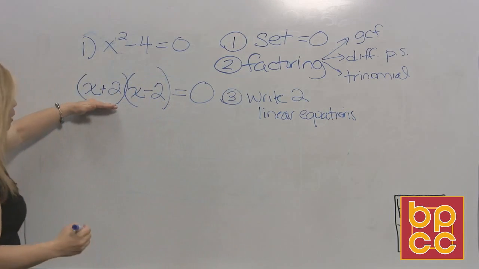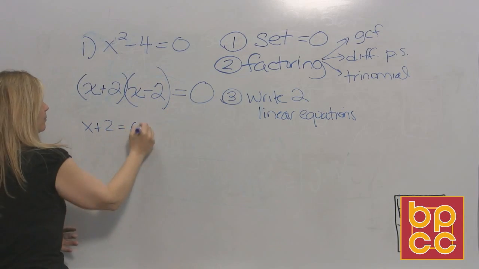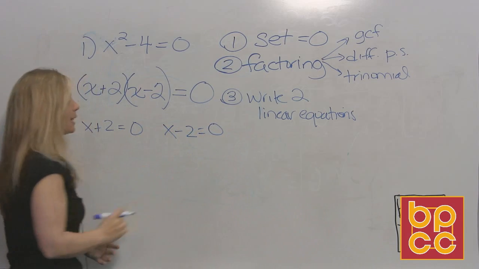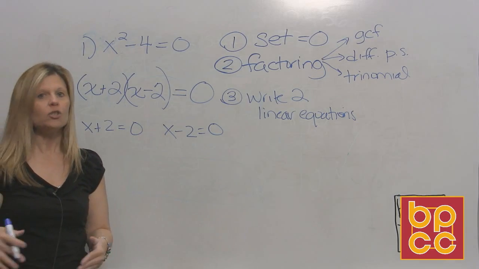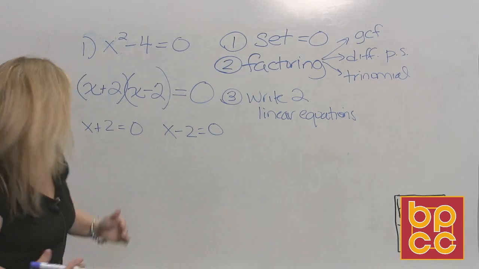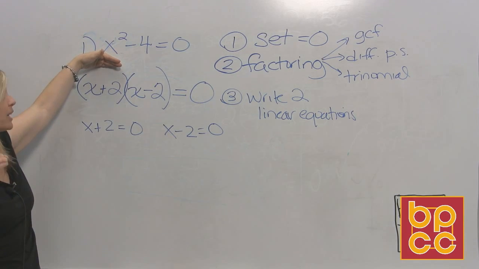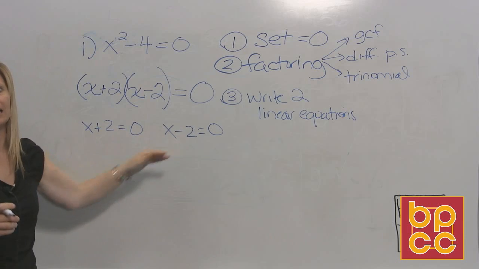So you'll take the first parentheses, x plus 2, and set it equal to 0. You'll take the second parentheses, x minus 2, and set it equal to 0. Now you're back to Algebra 1. So you've just done magic. You've taken a new equation you've never seen before. You use something I've taught you previously, factoring, to make Algebra 1 linears.